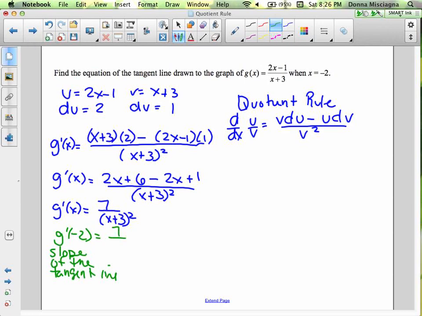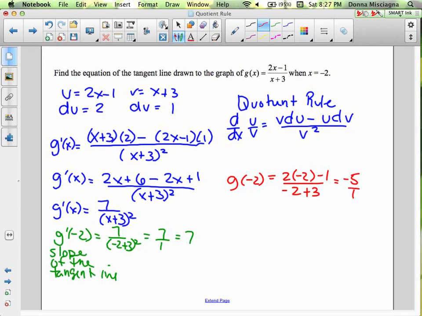So that's going to be 7 divided by negative 2 plus 3 squared, which is 7. Negative 2 plus 3, that's just 1 squared, so that's just 1, which is 7. That's the slope. We need to find the y-coordinate, so we need g of negative 2. So that's going to give us 2 times negative 2 minus 1 divided by negative 2 plus 3. Right, so negative 4 minus 1 is negative 5, and negative 2 plus 3 is just 1. So negative 5. Right, so this is the y-coordinate.